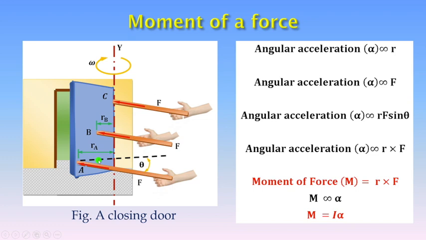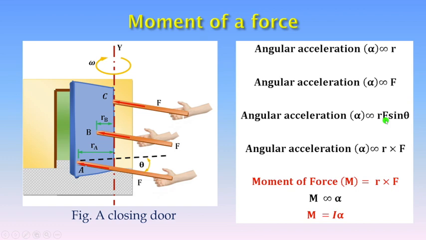Again, what is the sine theta? From your experience, you know, if the stick is parallel to the dashed line, meaning parallel to the door, then the force will give rise to no acceleration. This accelerating effect will be high if this angle is 90 degrees. Now, as you know from this discussion, the angular acceleration is proportional to r as well as F.